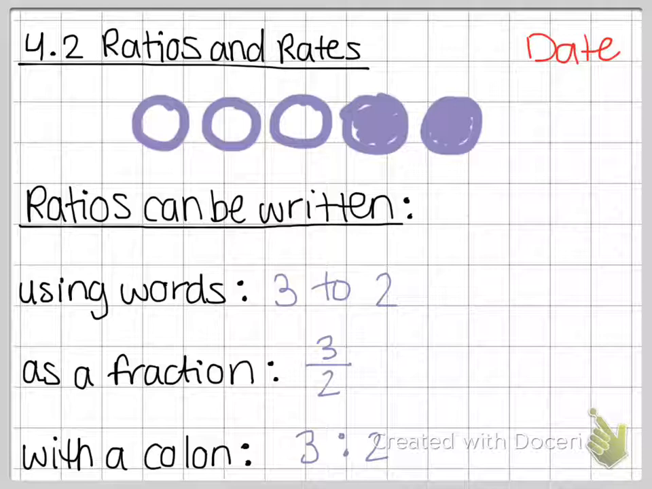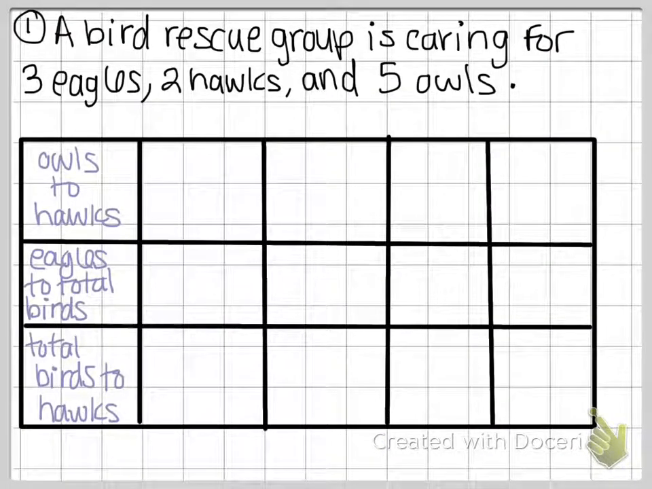So we're going to apply that to this problem. Please copy down the problem and the table. A bird rescue group is caring for 3 eagles, 2 hawks, and 5 owls. In this first line, I'm going to compare the number of owls to hawks, showing it the 3 different ways, and then examining what I'm comparing.